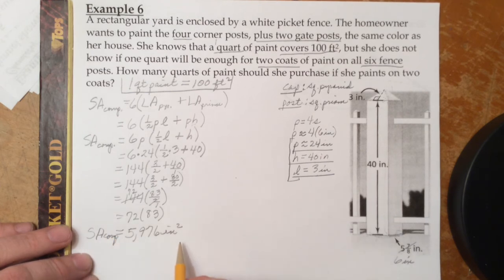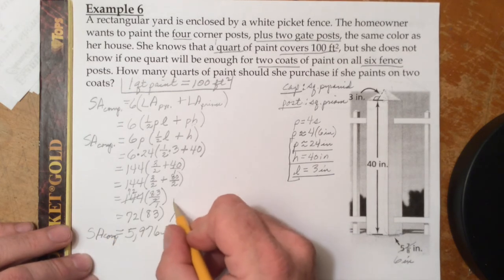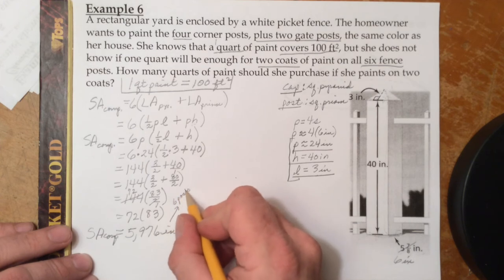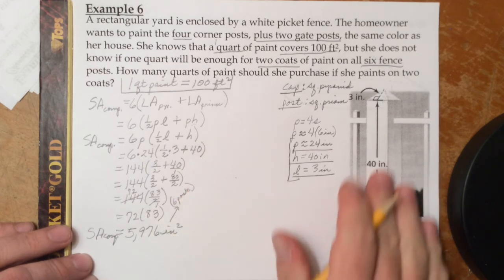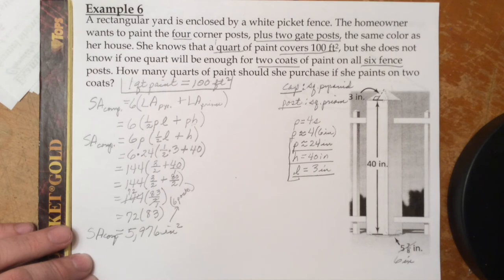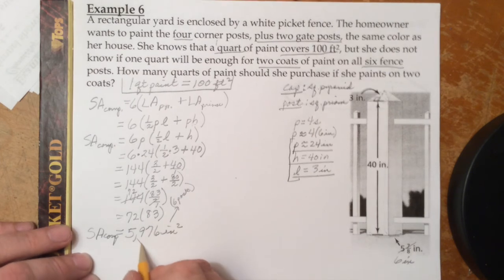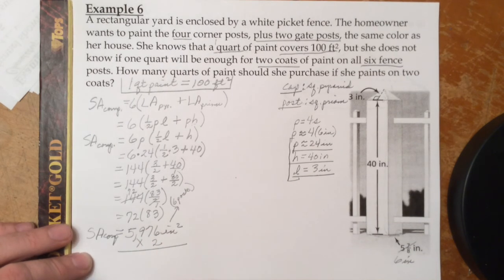Now, this is the surface area of all 6 posts. All 6. That's how much paint we're going to need for all 6. Now, we're going to put 2 coats on it, so we're going to multiply that by 2. And that gives us 11,952 square inches.